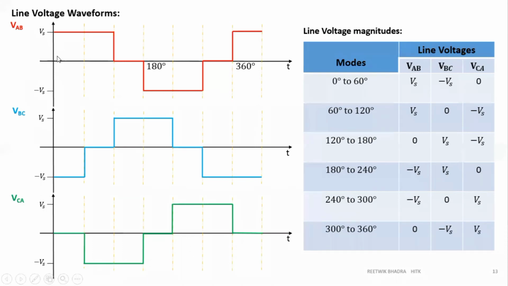Okay, again you see from AB to BC, what is my gap? 120 degree. From BC to CA, it is again 120. You can plot your three phase and find the delay between these three waveforms. We'll find that there is a delay of 120 degree. So this is how you have to draw your three phase voltage waveforms.